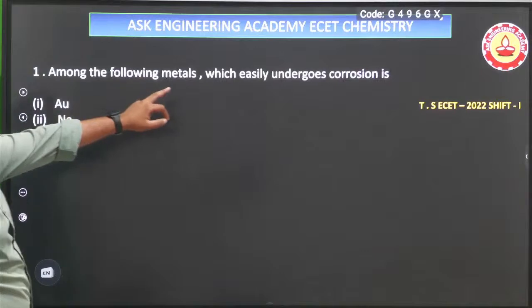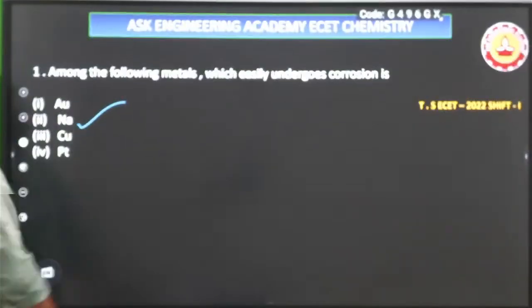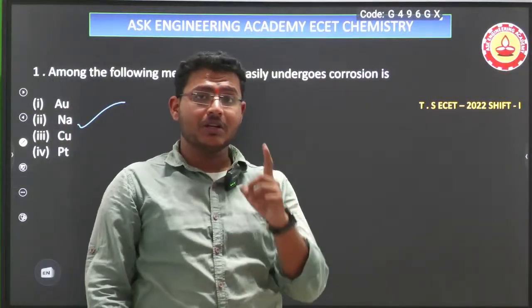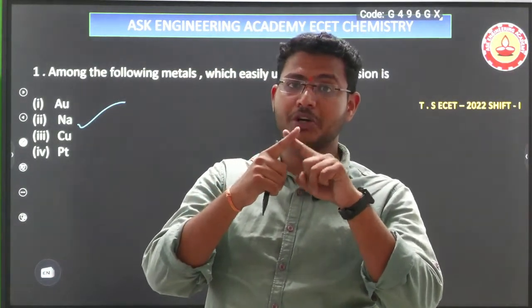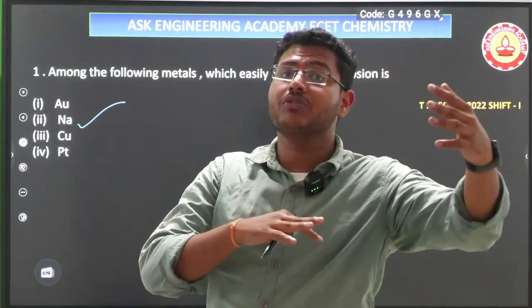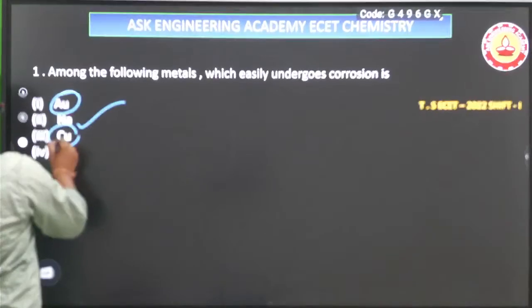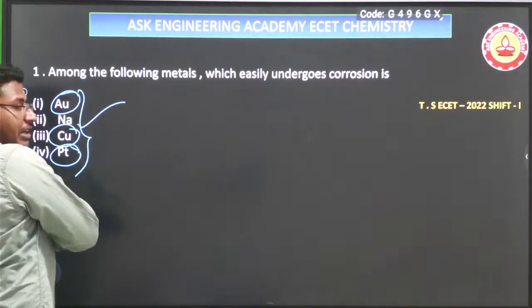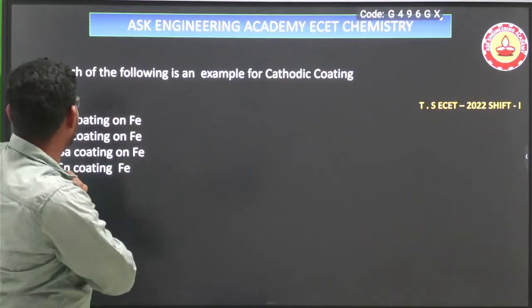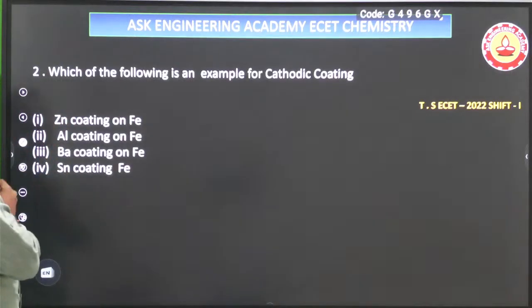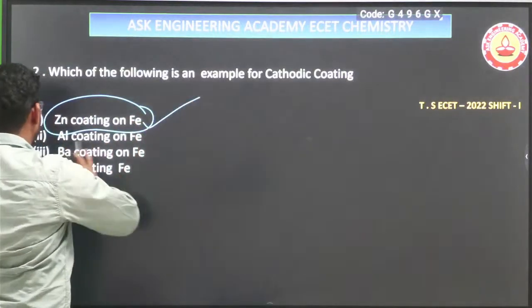Among the following metals, which easily undergoes corrosion? Sodium undergoes corrosion very easily because in the periodic table sodium is a metal present in the alkali metals. Sodium and magnesium are the 2 important metals which undergo more corrosion. So sodium is the more. Silver, gold, copper, platinum are very hard, so they undergo corrosion very slowly compared with sodium. Which of the following is an example of cathodic coating? What is meant by cathodic coating? I think zinc coating on ferrous is an example for cathodic coating.